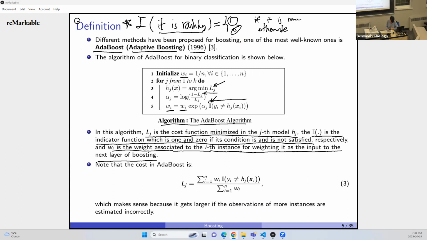So here, basically, it checks whether yi is the actual label of the ith data point, and hj(xi) is the predicted label for xi by model j. Are they equal or not? So note that the cost in AdaBoost is this. So Lj, do you remember, the cost of the jth model is this?